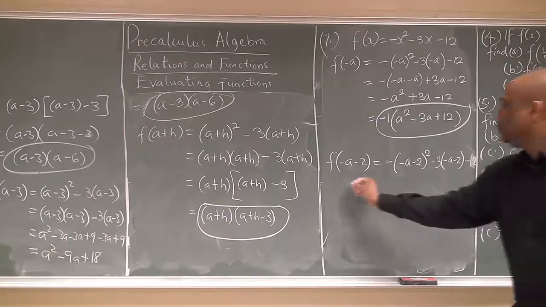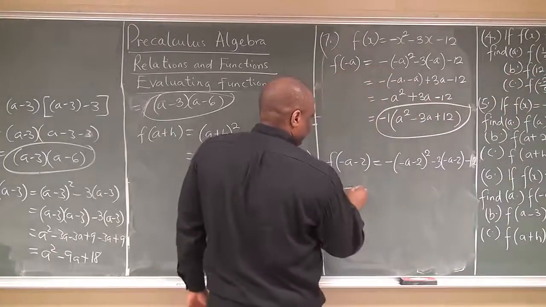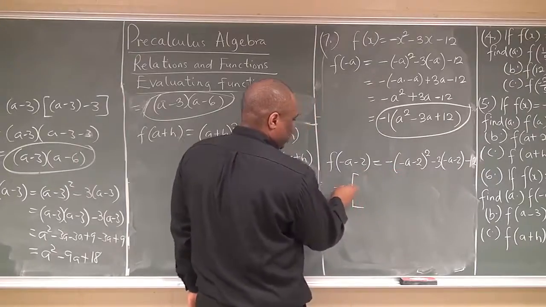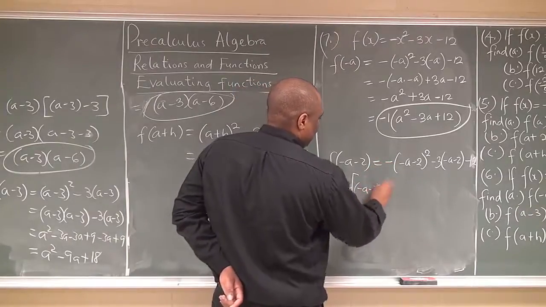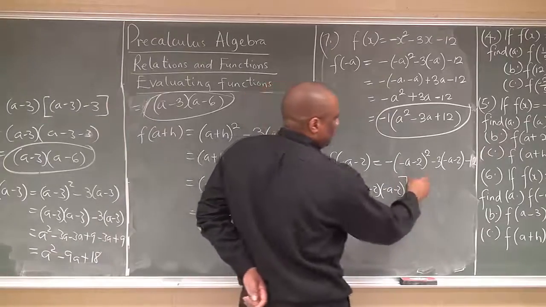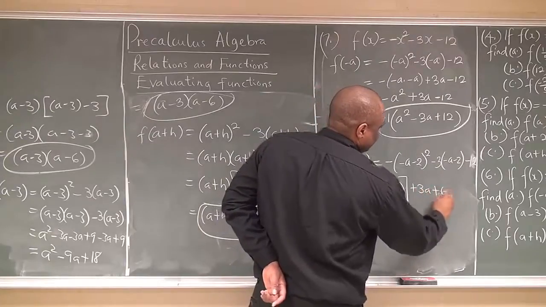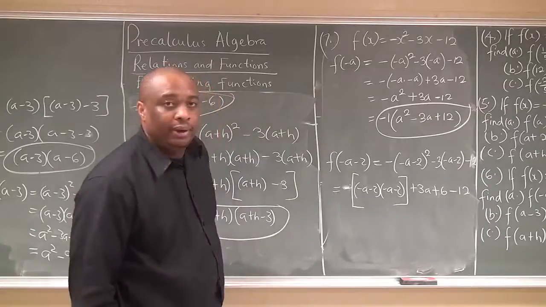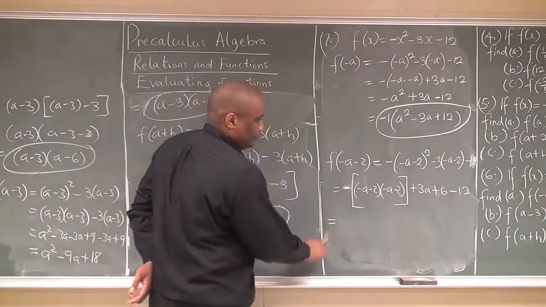Okay, so let's kind of do this here. Equal to negative. Now, I'm going to put a bracket here, okay, so I can do this well. This is negative a minus 2 times negative a minus 2. Then, if I distribute this, this will be plus 3a plus 6 minus 12. Right? So this will now be what?